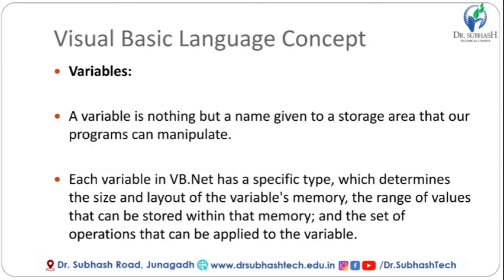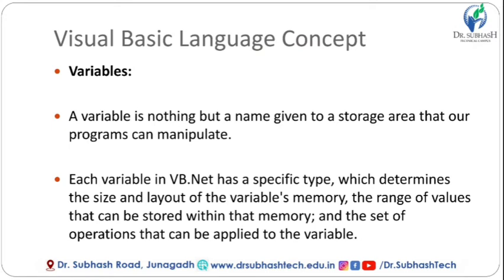Now let us discuss basic language concepts. What are the Visual Basic language concepts? First is variables. The variable definition is not changed; its definition is the same in every language. A variable is nothing but a name given to a storage area that our programs can manipulate. This definition is the same for all languages, whether it is C, Java or VB.NET. It is the name of a particular storage area in which we can store something.